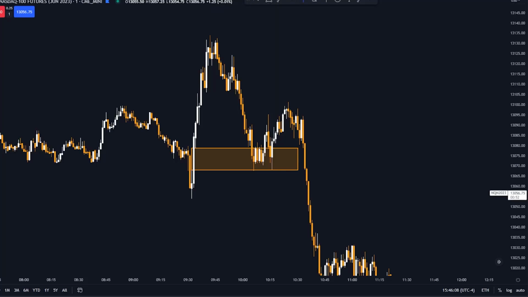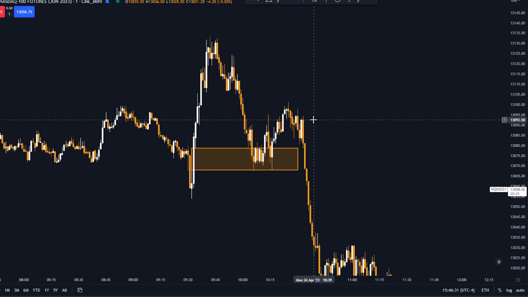So you've learned about the ICT concepts and all of his fair value gaps, market structure shift and stuff like this, but you still keep losing. And why is that? It's because of one simple thing, and that is liquidity. You don't know where the liquidity is and where the market is going. And the market is always going for liquidity.